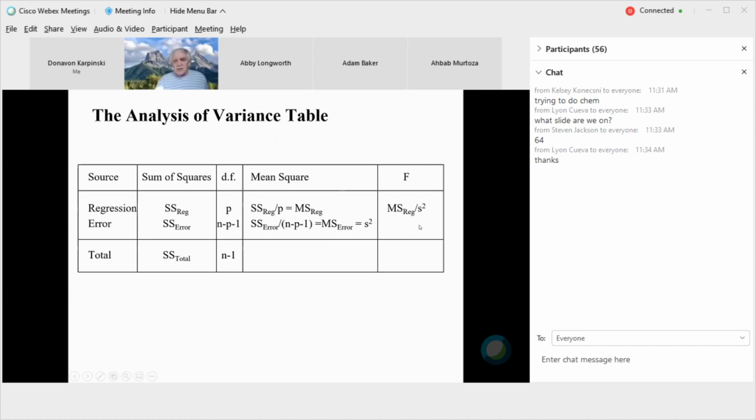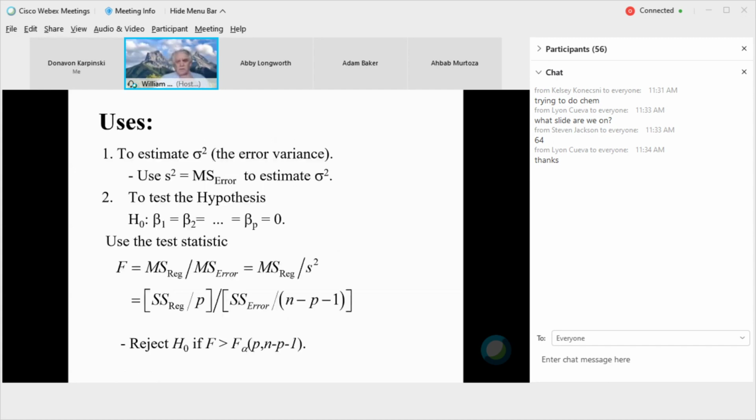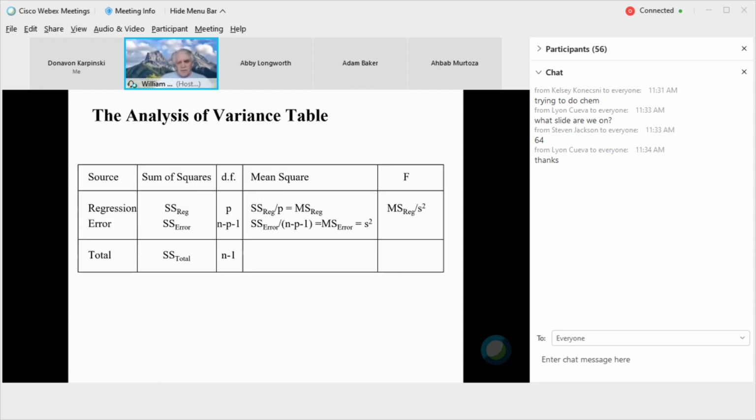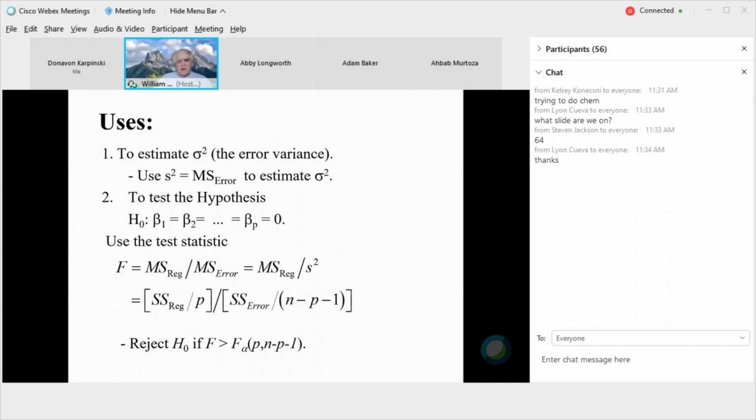Mean squares are just sums of squares divided by degrees of freedom. The mean square for error is an estimate of the parameter sigma. This statistic here is used to test whether the predictor variables have any effect on the dependent variable. So the uses of this table: to estimate sigma squared, it'll be just the mean square for error.